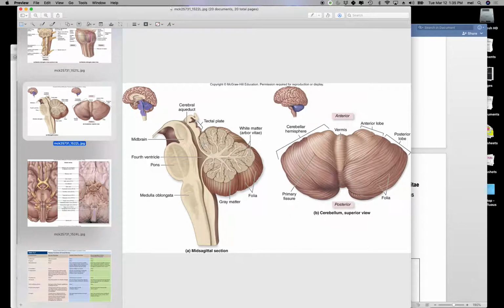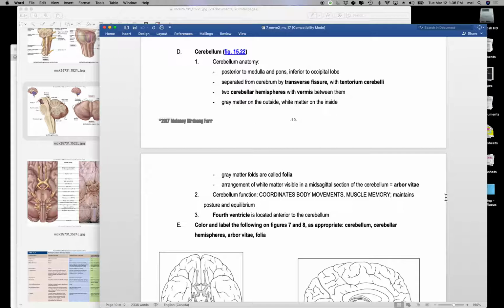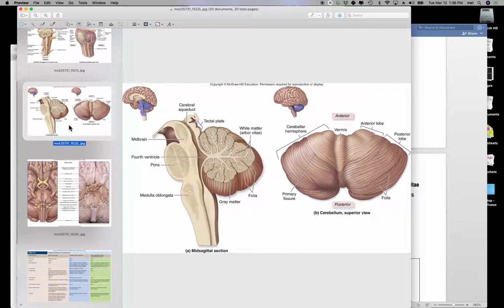And we know where it is, right? It's just behind the fourth ventricle, right? That's the fourth ventricle. And it's just behind the brain stem, and inferior to the cerebrum. So let's just look at its basic anatomy and then we will start talking about its functionality. It would be in an intact brain separated by a fissure.